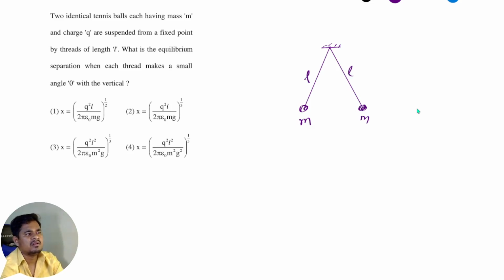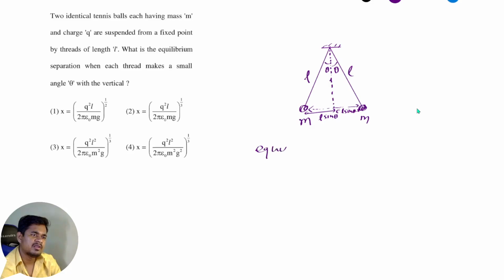What is the equilibrium separation when each thread makes a small angle theta here? So let's say this is theta, this is theta. So equilibrium separation is nothing but this one. You can see that this length is L sin theta and this length is also L sin theta. So equilibrium separation is 2L sin theta.